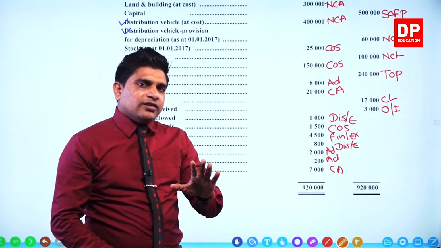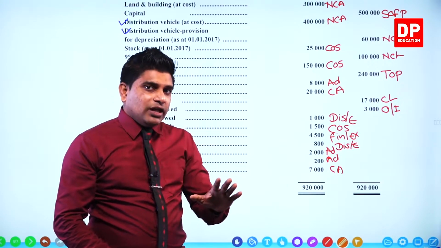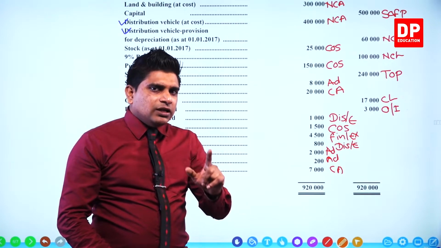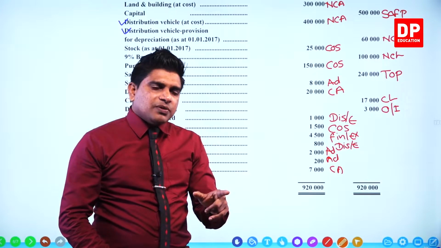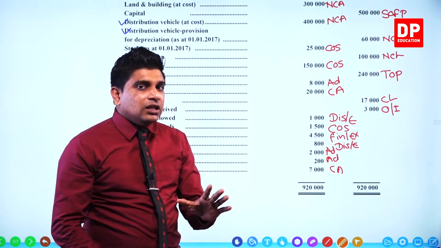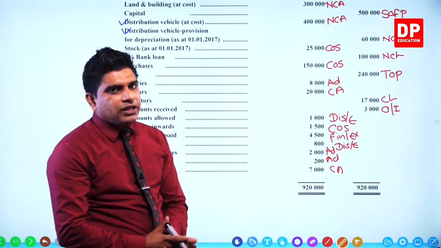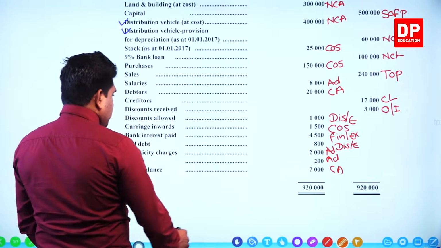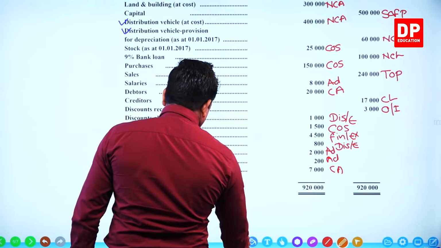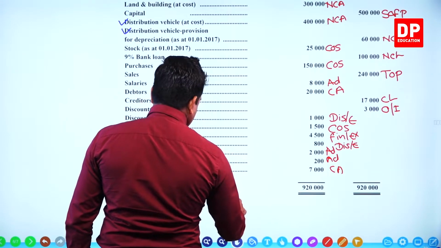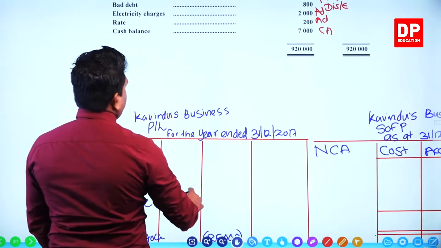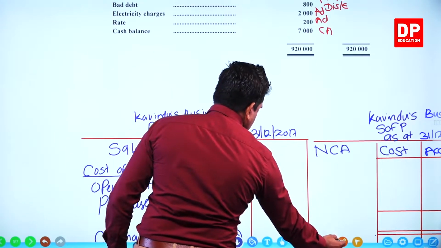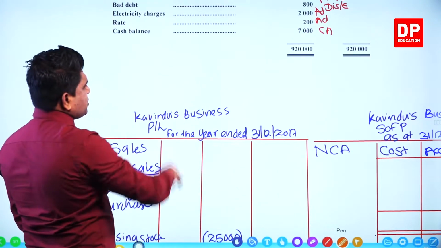You never do that, right? You don't do that. Every time when they give the depreciation percentage, you consider only the cost of the relevant property. Here the cost is 400,000, right? Now I'll do the calculations here. If you want, I can do this calculation in this space, right?